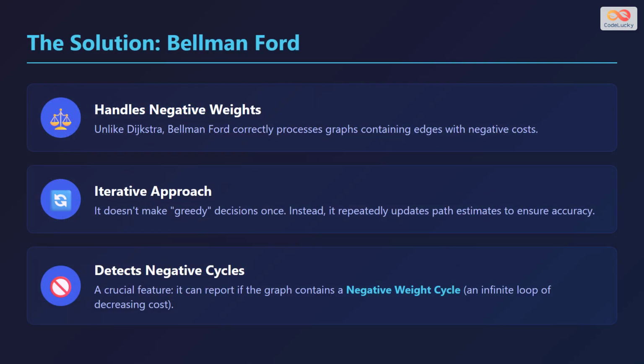This is where the Bellman-Ford algorithm shines. Unlike Dijkstra, it is designed specifically to handle graphs with negative weights. It uses an iterative approach rather than a greedy one, and crucially, it has the ability to detect negative weight cycles, which are infinite loops of decreasing cost.